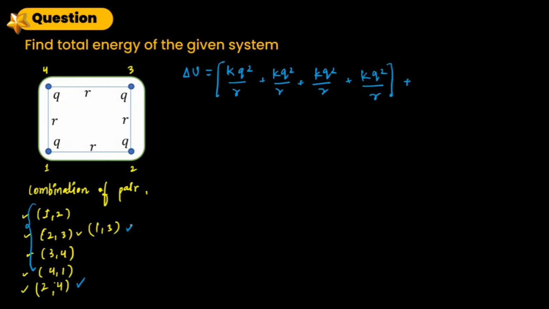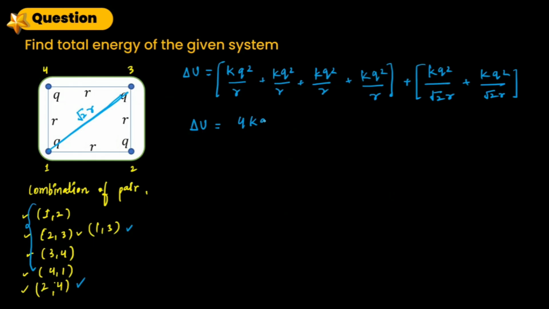But what about the other two pairs? For the other two pairs, the distance is going to change. Again, it is going to be KQ² over distance. The distance along the diagonal is going to be root 2 R. So I can write it as KQ² over root 2R plus KQ² over again root 2R. These are the six possible pairs of charges we can have in this given configuration, and all six pairs will be capable of generating some potential energy. So here it is going to be 4KQ² over R plus twice KQ² over root 2R.